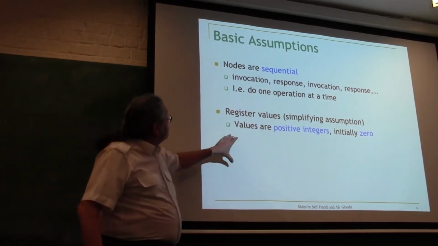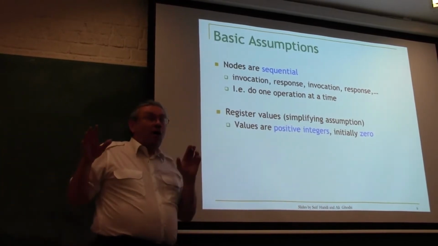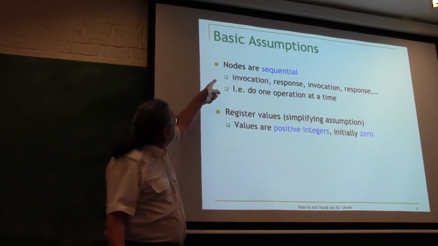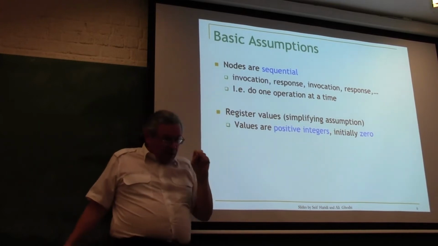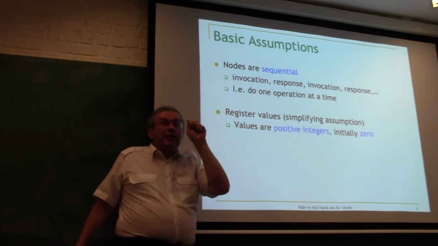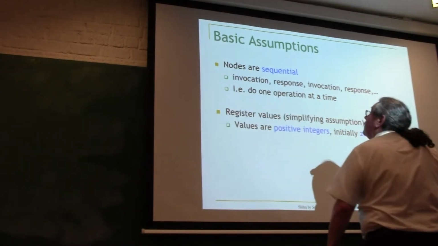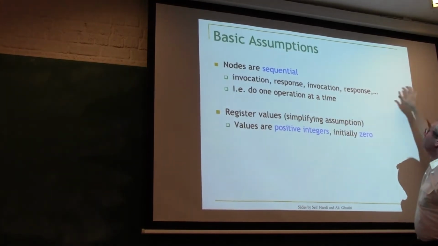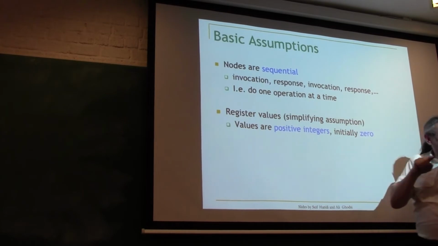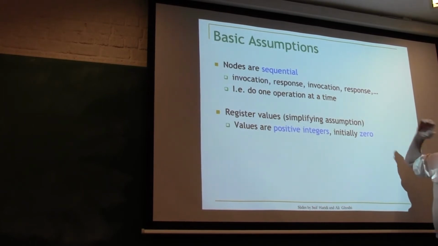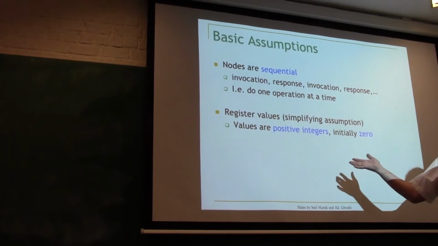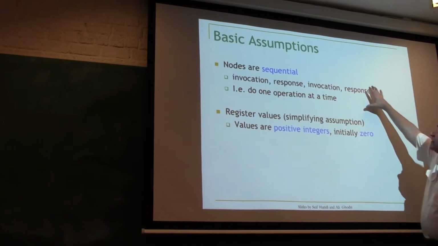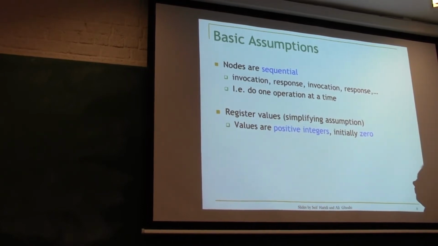And a few more simplifying assumptions. It's still completely general. I'm assuming the nodes are sequential, so each node will do only sequential operations. It will do an invocation and a response. It might do a read and then a write, and then a read and then a read, and so on. It only does one operation at a time. This does not reduce generality, because of course you can have as many nodes as you want, and the nodes are going to be concurrent. But each node by itself will be sequential. That's simple in the algorithm.